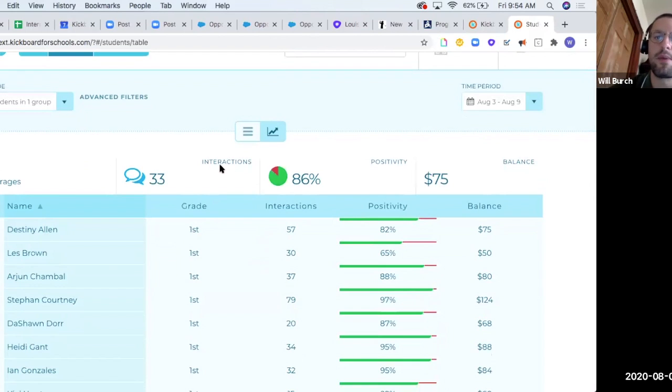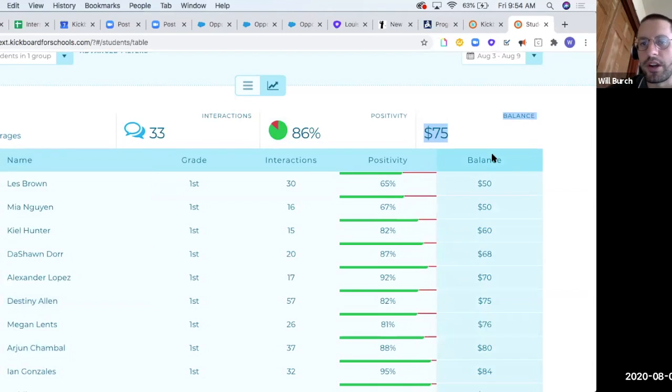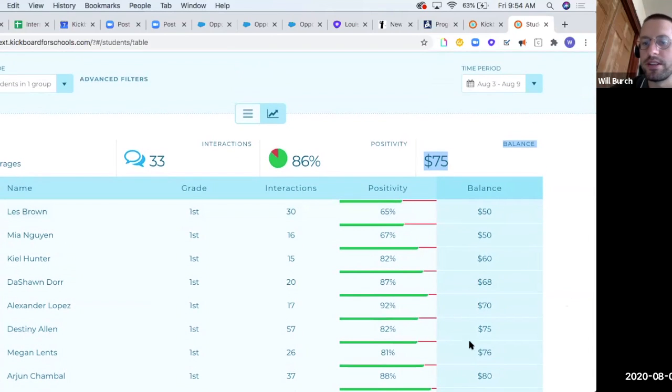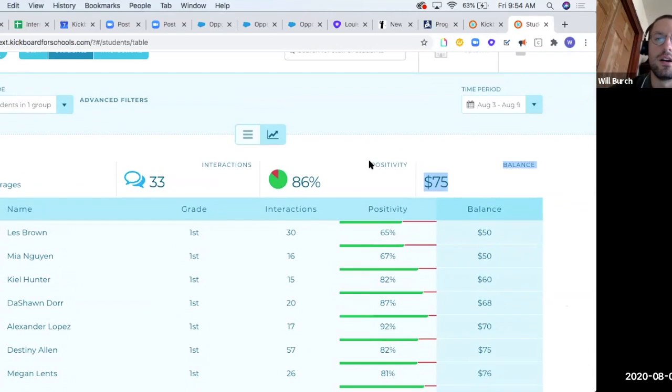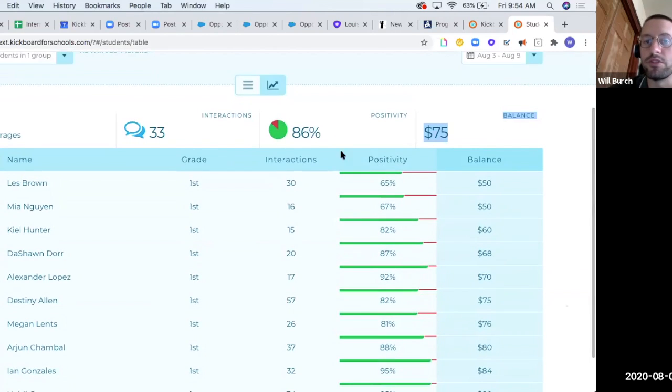I can see for this week my average number of interactions is 33, my average positivity ratio is 86, and average student balance is $75. For example, a way this has been really useful: if I want to see which students struggled this week, for us, we would do this once a month with monthly data. We look at which students had the lowest balance or lowest positivity ratio, and start those students with not quite level 2 interventions, but put some interventions and strategies in place and brainstorm as a grade level.